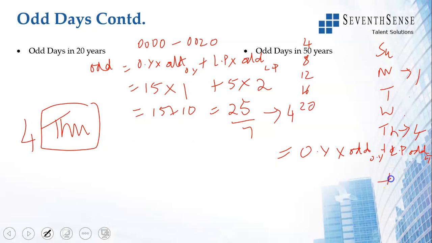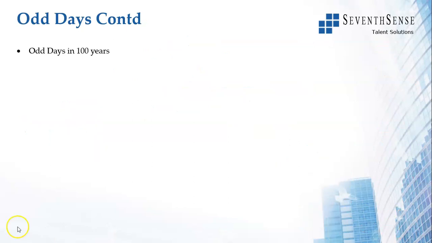So you do 12 leap years into odd days of leap year, and you do 38 ordinary years into odd days of ordinary years. So this is 38 plus 12 into 2, which is 24, makes it 62. 62 divided by 7 leaves a remainder of 6. Okay, if there's a remainder of 6, odd days in 50 years is 6. Very, very important: 100 years.